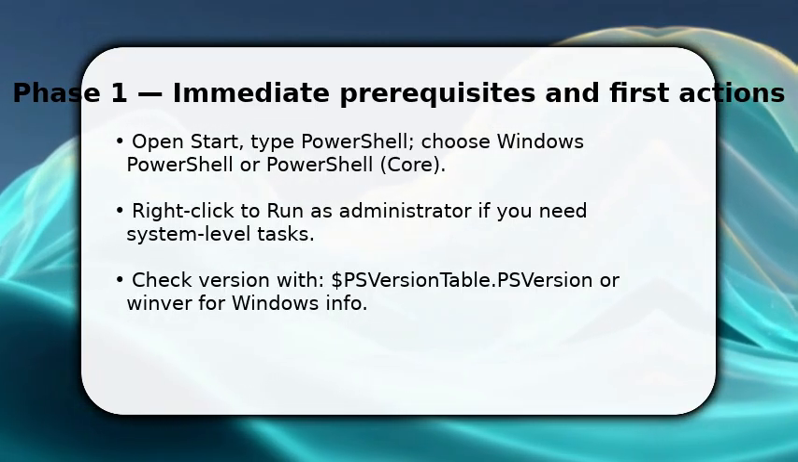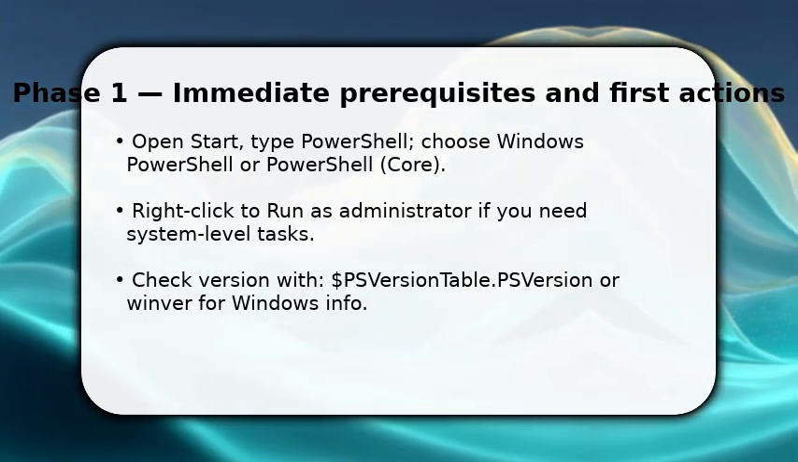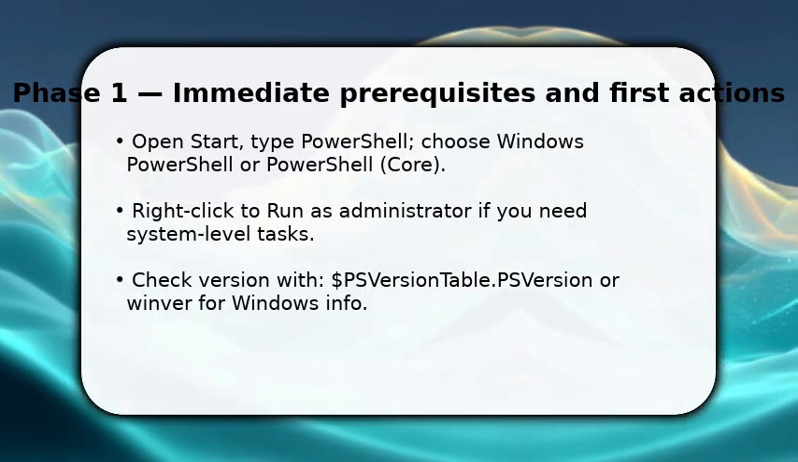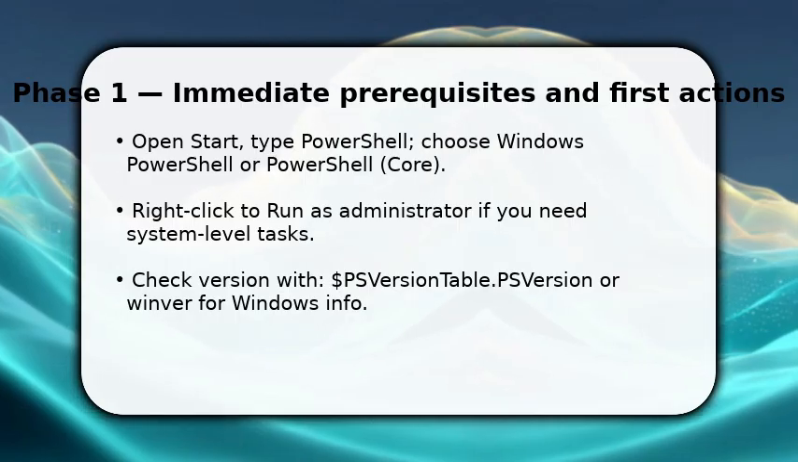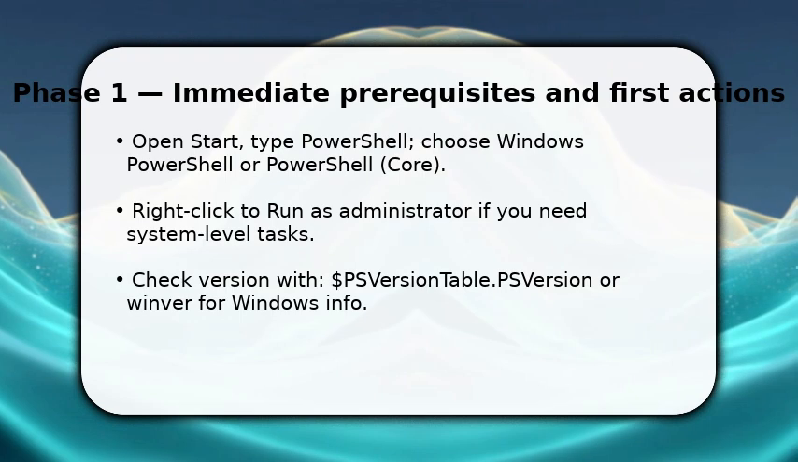Once open, check your shell version with $PSVersionTable, PSVersion, so you know feature support. Make sure you distinguish Windows PowerShell versus PowerShell Core because module compatibility can differ. If you need the newer cross-platform shell, choose PowerShell Core.